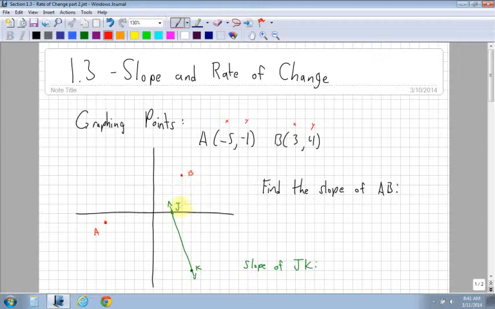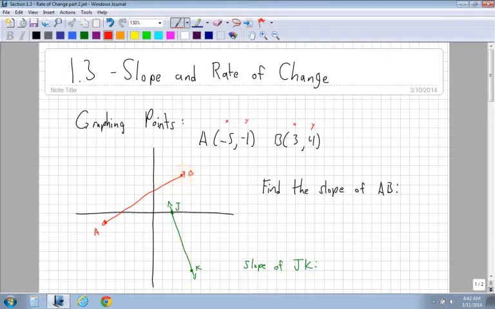Once I have 2 points, that's all I really need to draw a line. As long as I have 2 points, I can draw a line between them. I would probably put little arrows on the ends to show that the line keeps on going. But those are my 2 points, A and B.